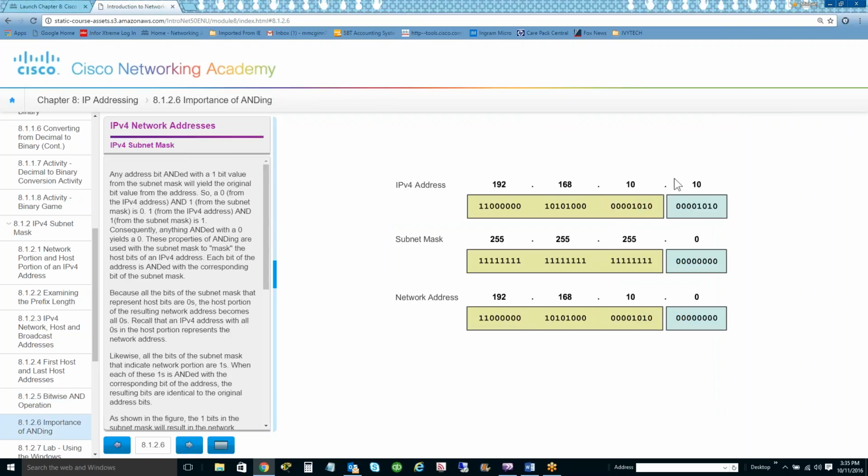So the end result of the example we just saw is that we had a 192.168.10.10 address, a 255.255.255.0 subnet mask or a /24 mask. When we did the AND operations, we end up with this number here as our network address, which in this case is 192.168.10, and our host portion of the address is, of course, .10.